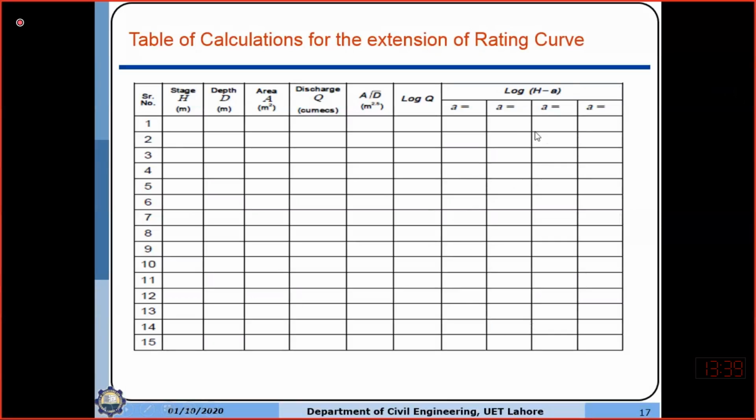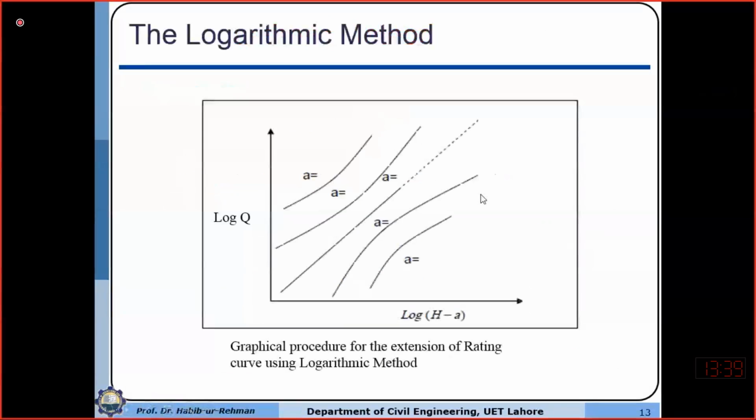Now, what is the methodology in this? The first step is find log of q. Second step is assuming various values of a from 0.1 to 0.5, find out log of h minus a, and then plot log of q versus log of h minus a. If you see this diagram, these are the various plots of log of q and log of h minus a for various values of a. For example, this plot is for a value 0.1, this is for 0.15, this is for 0.2, this is 0.25, 0.5 for example.